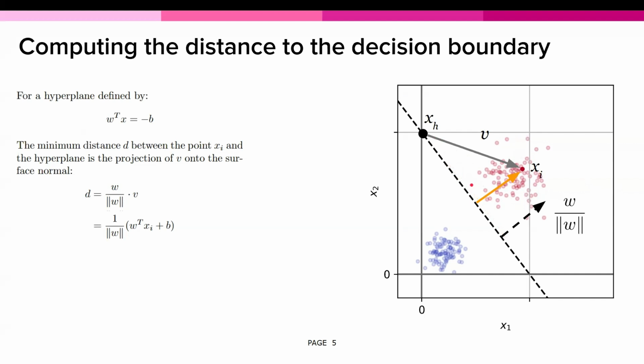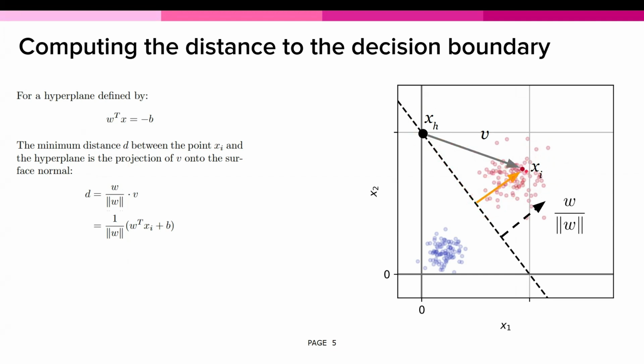So let's consider, the way we do that is we can think about some arbitrary point xh that lies on the decision boundary, and then we can call the vector that connects xh to xi v. Now we can see that v can be decomposed into orthogonal components, and we're interested in the shortest path from the point xi to the decision boundary that's perpendicular to the boundary. That's this point in orange.